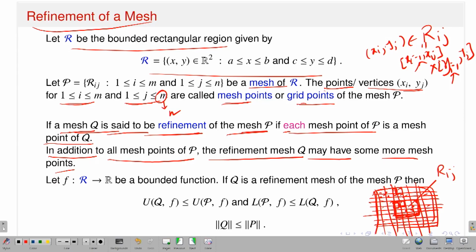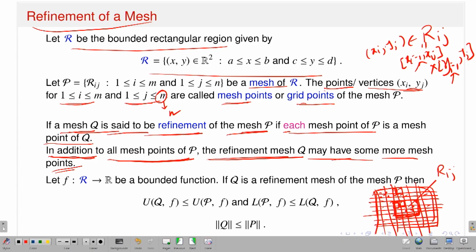But at the same time you have more points inside your cell Rij, and these are the additional mesh points corresponding to the partition Q and not in P. That means Q will have more mesh points compared to the earlier partition P. That is exactly what I have written. In addition to all mesh points of P, which are the grid points xi, yj, the refinement mesh Q may have some more mesh points.